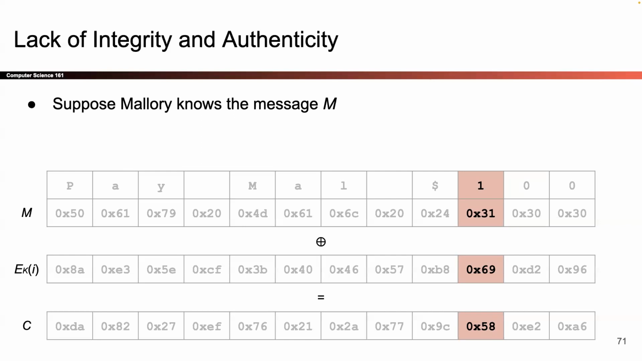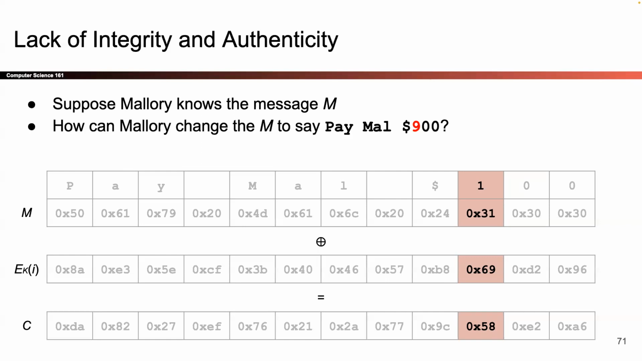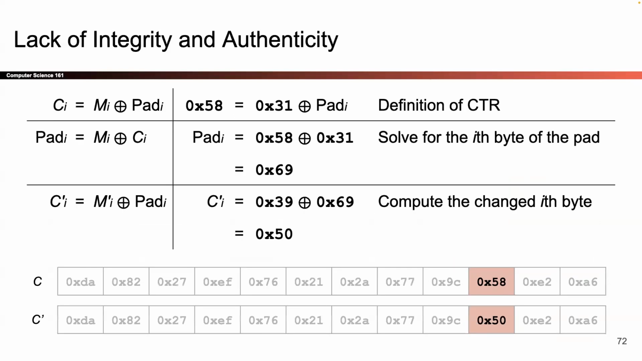Maybe she knows that this message is coming along at some point. Well, then one thing she could do is try to change what this message says, so that when Bob decrypts it, Bob gets a different message, like "pay Mal $900." That would be bad. And the way that she can do it, I'm not going to walk through the whole derivation, but it is here for your reference.